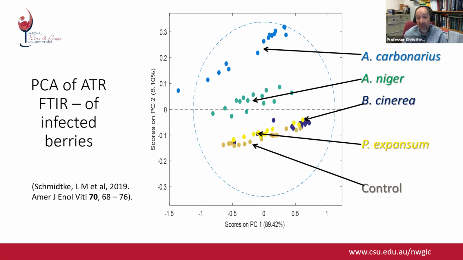The other thing that we found, and I'm not going to present those results today, is that when we looked at whole bunches as opposed to single individual infected berries, the discrimination wasn't as good. And so I see this as a limitation, because you're not going to go into the vineyard and pick individual berries. You're going to be looking at whole bunches or, you know, a bin of grapes.